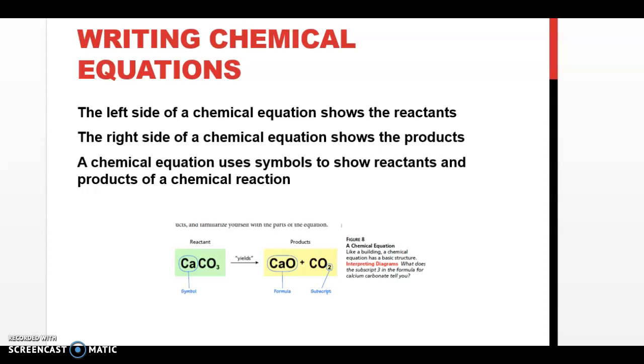Okay, and so it's just all those things I was talking about. So the subscript, again, is down here. This is what we call a chemical formula. And then symbols, obviously, I talked about on the last slide as well.